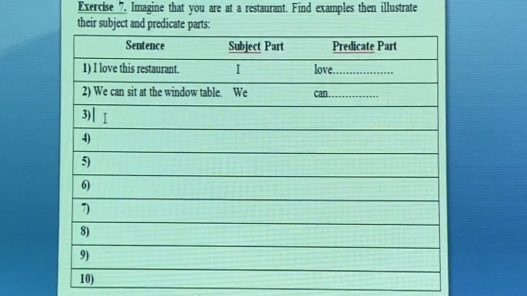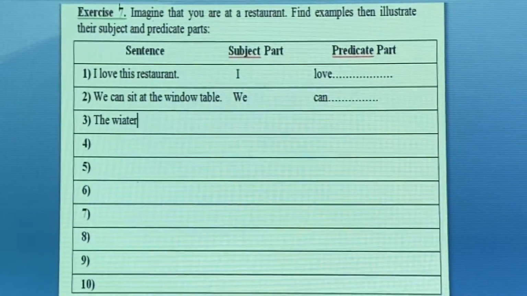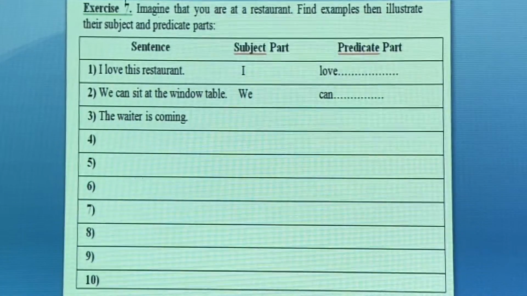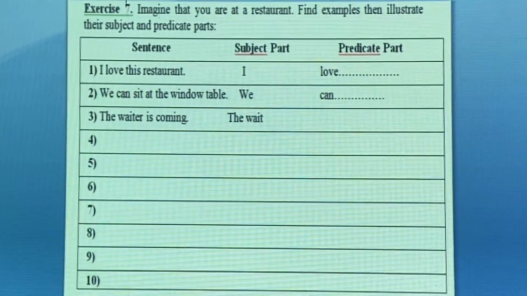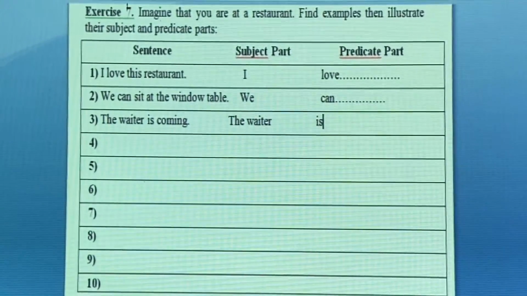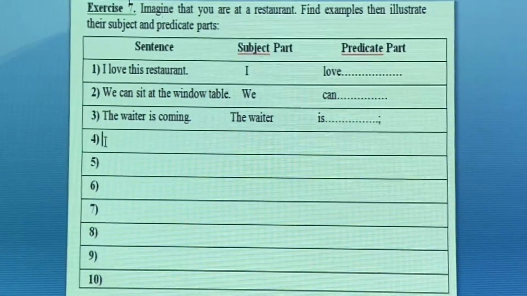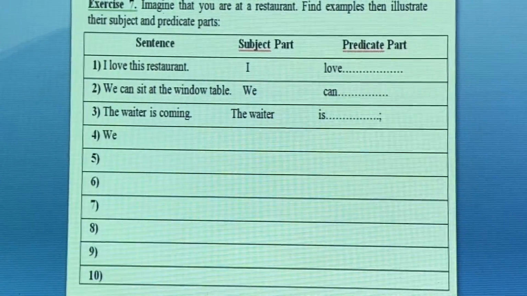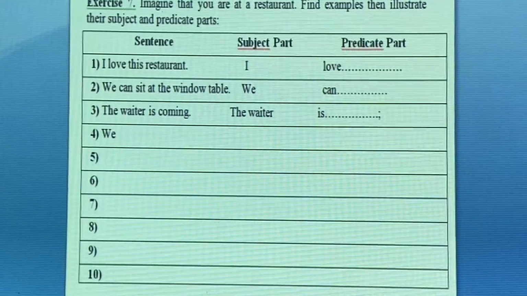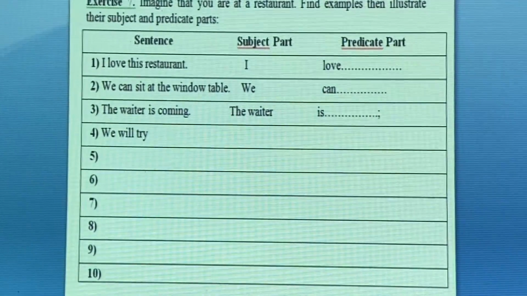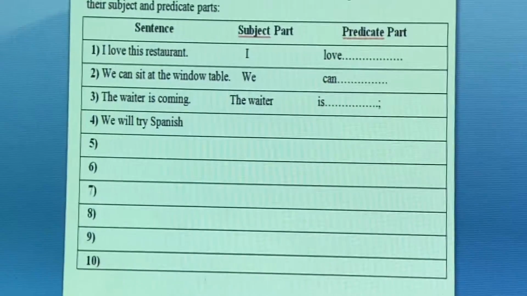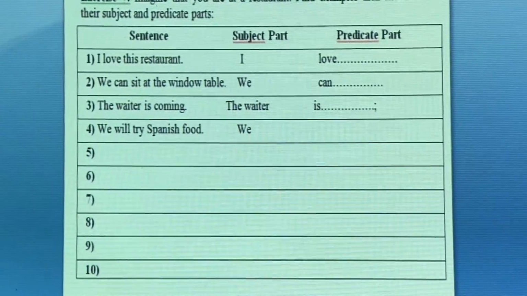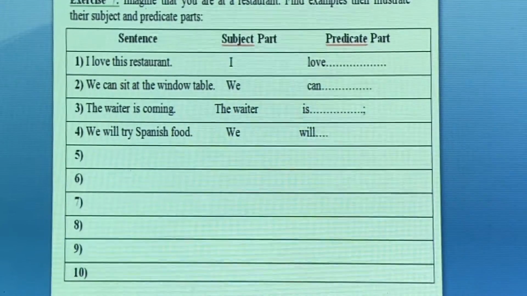And then you tell your friend, the waiter is coming. The waiter is coming. So the subject here is the waiter. And the predicate part is coming. You can say, for example, we will try Spanish food. So you can say the subject is we and the predicate is will try Spanish food.